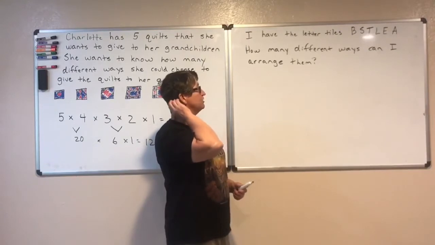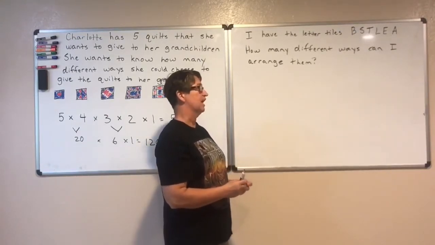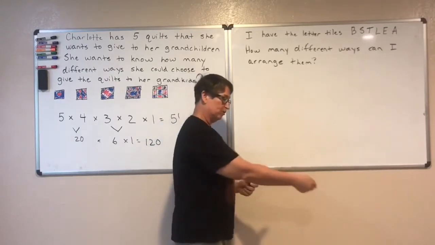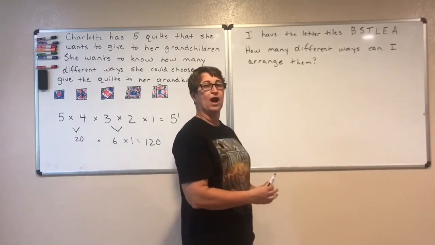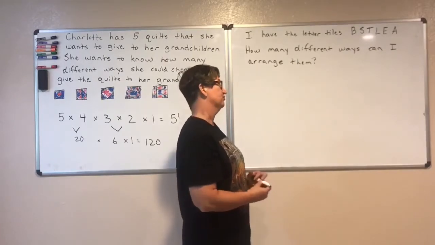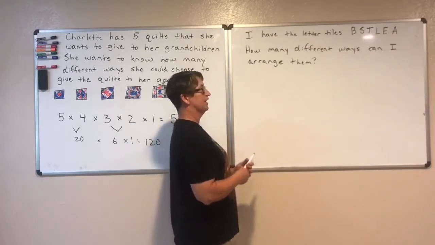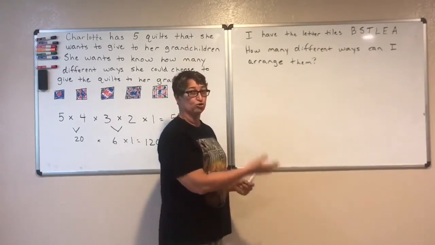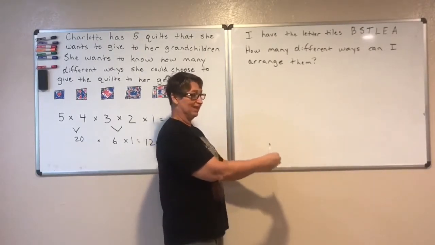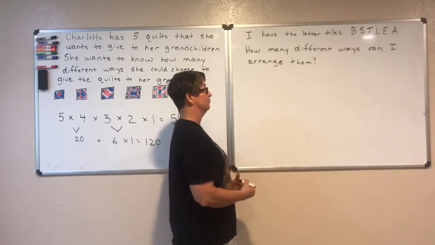Here I have the letter tiles, like in Scrabble. I've drawn these letter tiles, B-S-T-L-E-A. And I want to put them down on the board, and I want to know how many different ways I could arrange those letters. Now, there may just be a few words that I could use, but let's just pretend that I can put them down in any order. How many different ways can I arrange them?